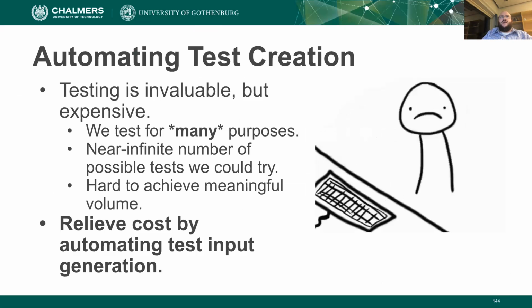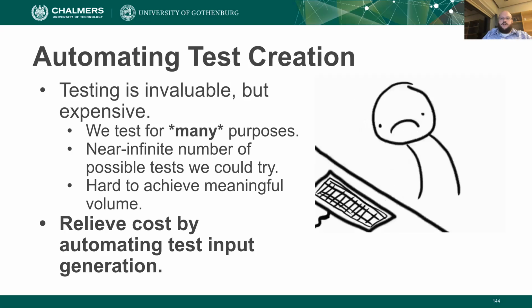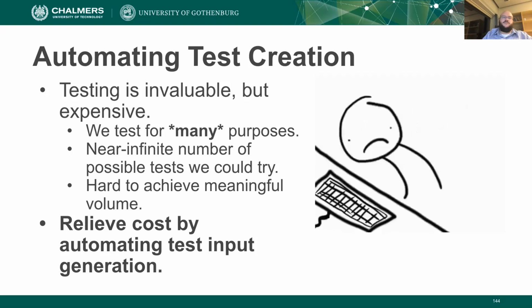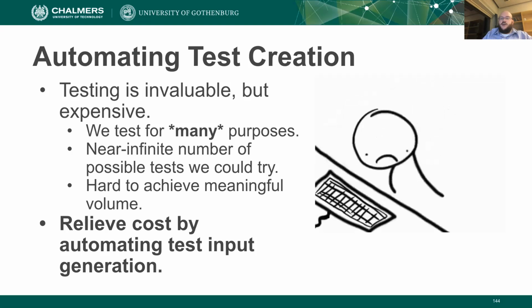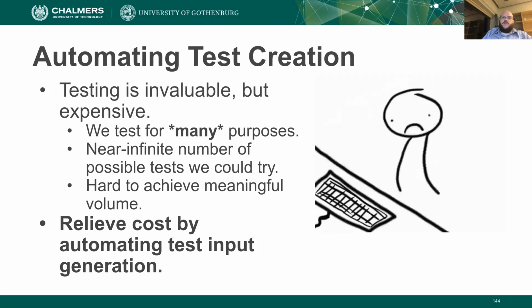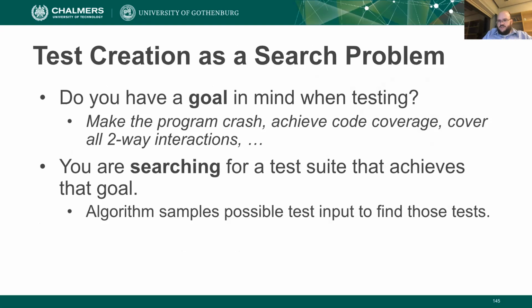All right, then we have the very last topic we talked about, which was automated test generation. Test creation is a hard process. It requires a lot of manual effort, especially if we want to achieve any sort of meaningful volume when we test. And so we can reduce some of that cost by automating the creation of test input. We talked about test creation as a search process, and this is the idea behind tools like fuzzing tools. Fuzzing tools are used quite a lot in industry right now in order to identify crash errors as well as security vulnerabilities in software.